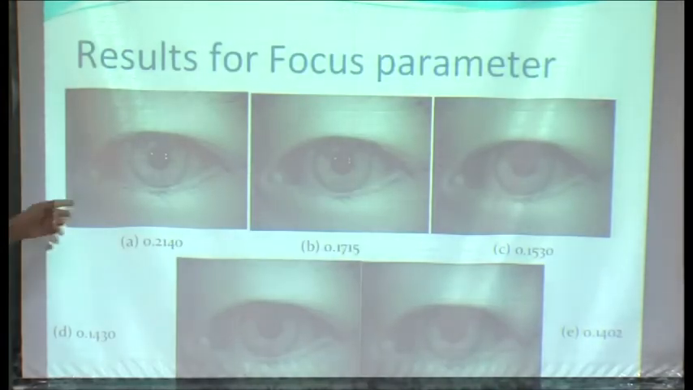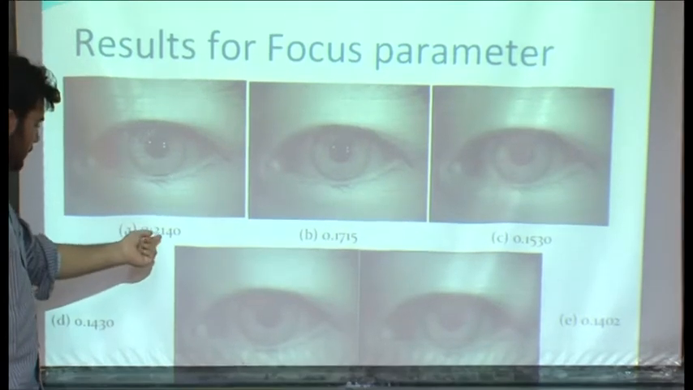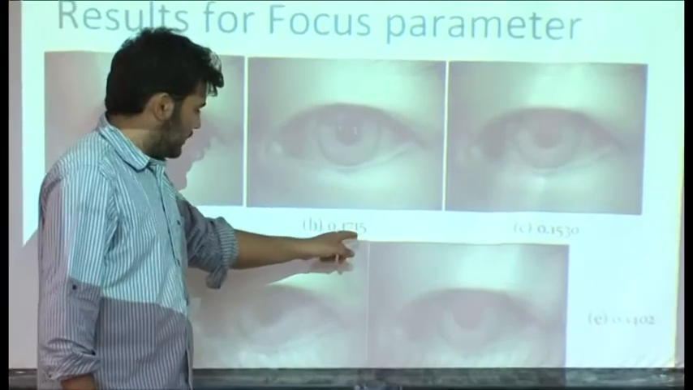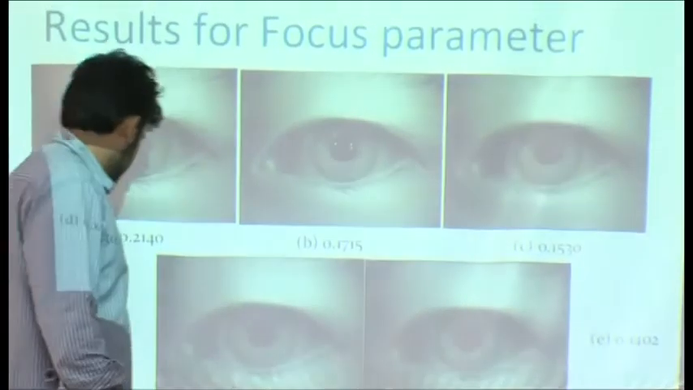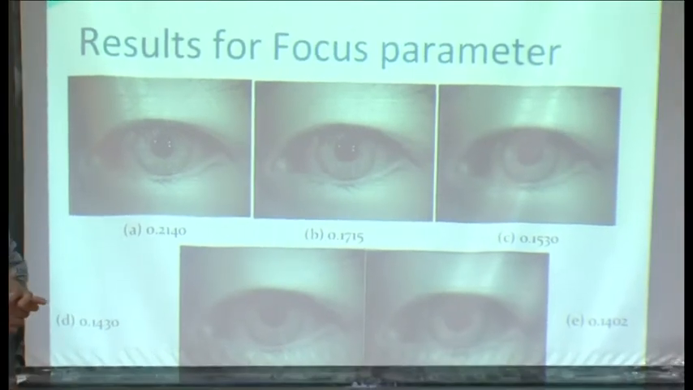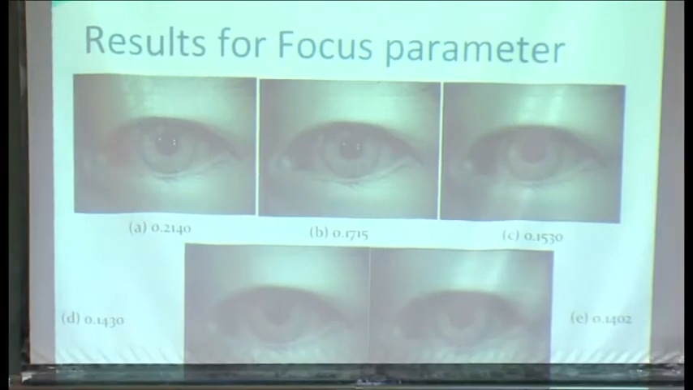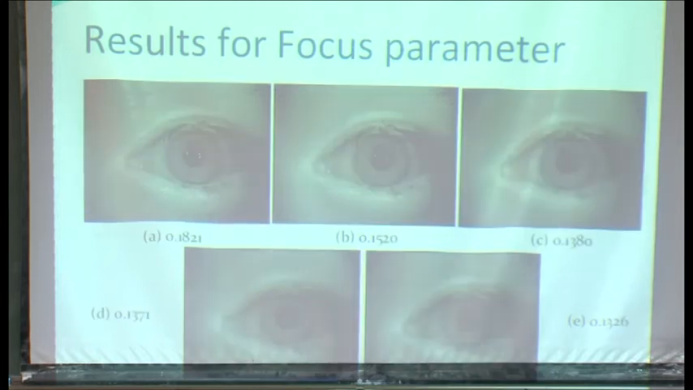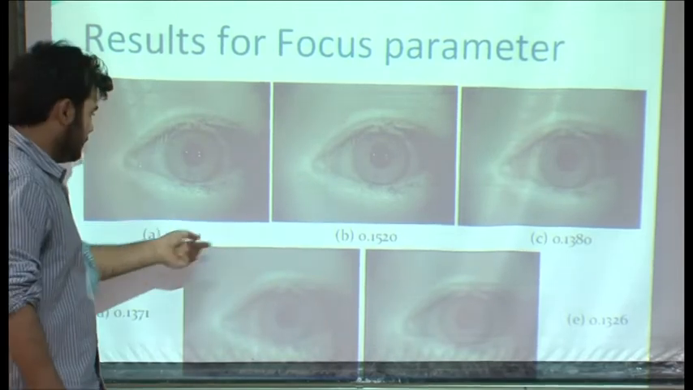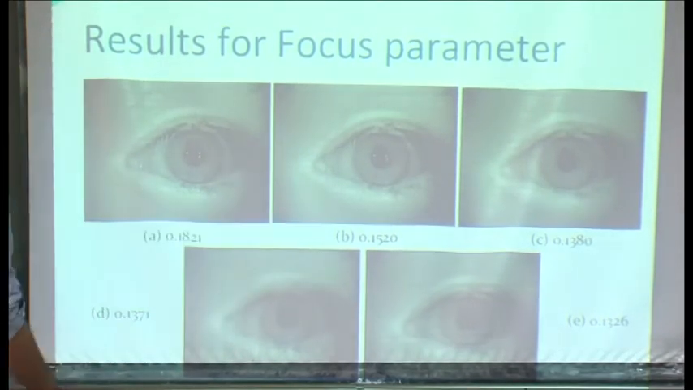For this image, the focus parameter was 0.2140. As you can see, this is a bit blurred, and you can see the values here as well. The maximum value that I got for the database was 0.32, and the minimum was around 0.11, I suppose. I'm not sure about that. This is again for another image: 0.182, 0.1520.